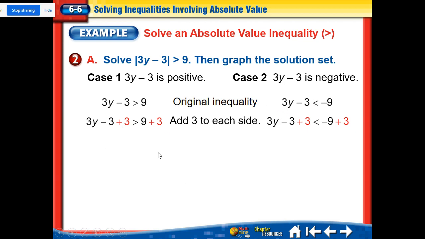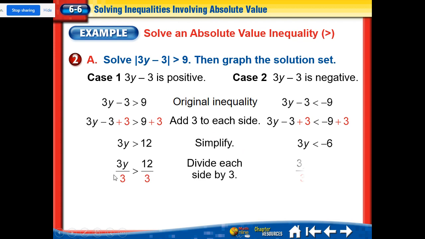Add 3 to both sides. 3y is greater than 12. 3y is less than negative 6. Divide by 3. You know, if it was negative 3 here, we would have to switch the signs yet again. But it's just positive, so we don't have to. So y is greater than 4, and y is less than negative 2.